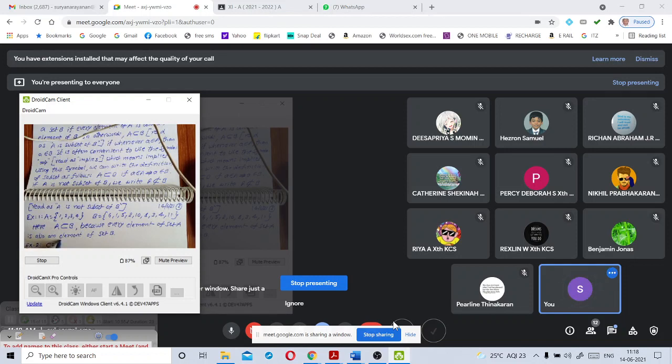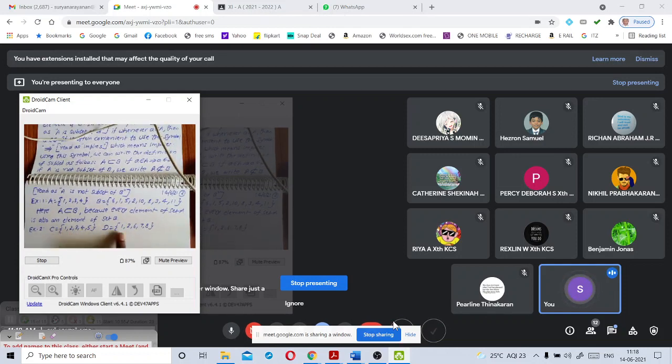Suppose, observe these two sets C and D. Can we say that C is a subset of D? Dishapriya, Samuel, can you tell me, is the set C a subset of set D? No, sir.